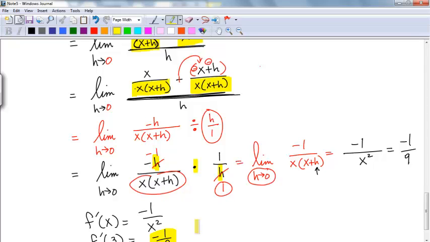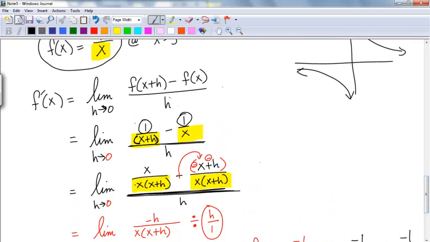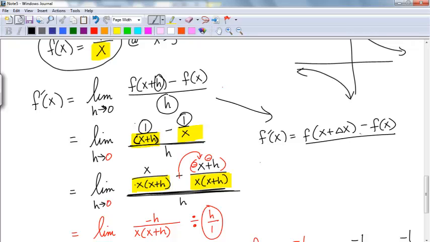I will tell you, this author is a little bit different than the author I had when I first had Calc. Just so you know, depending on your author, you may see it written this way: f prime of x equals f of x plus change in x minus f of x, all over delta x. But it's the same formula, just a different author. They're using delta x instead of h.